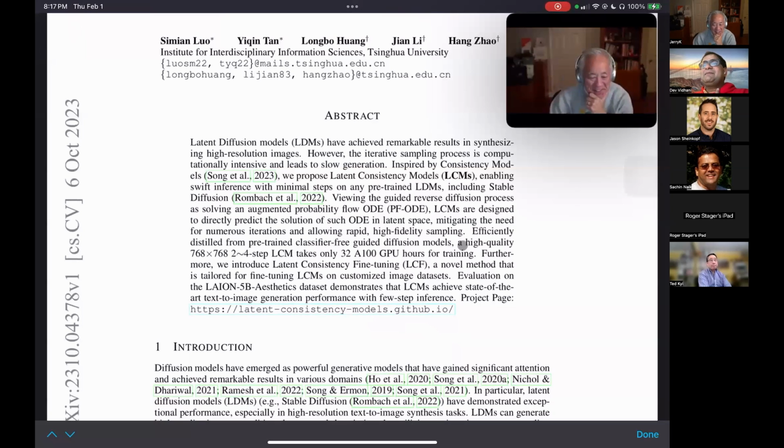So here is the training efficiency that they talk about in the LCM paper. High quality 768 by 768, 2 to 4 step LCM takes only 32 A100 GPU hours for training. That is just super amazing. Yeah, pretty lightweight.